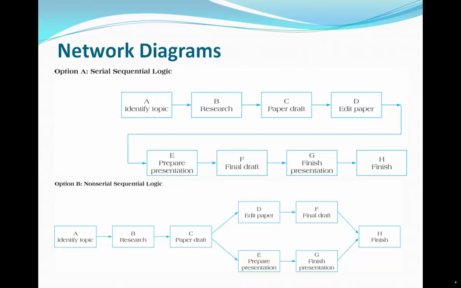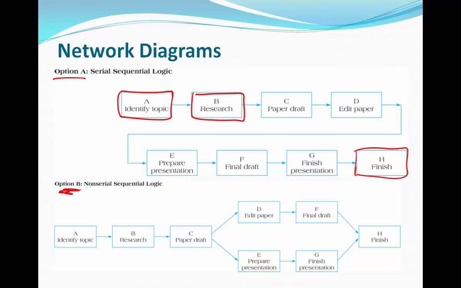So here's a couple of examples. The first option here, option A, the first example, we have serial activities. So again, as described earlier, these are activities that happen one after the other. You must fully complete activity A prior to commencing activity B, and so on and so forth until you reach the end of your project.